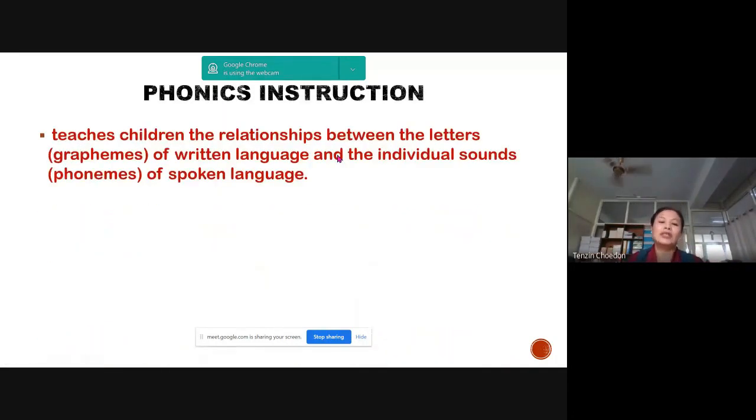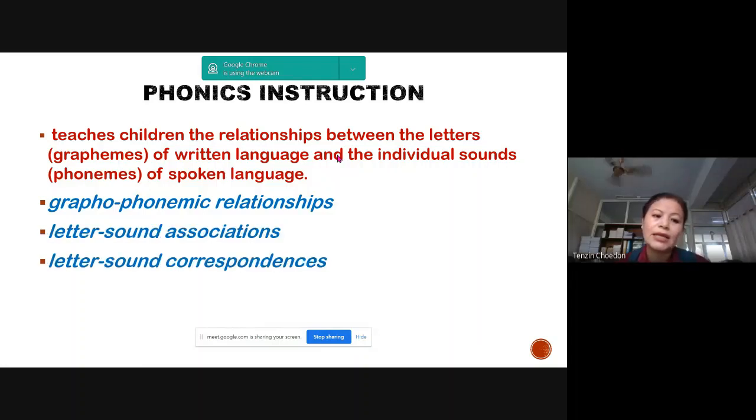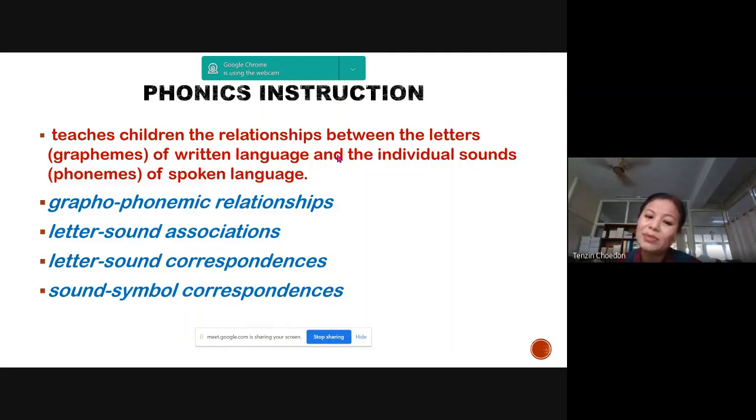So what phonics instruction does is it teaches children the relationships between the letters, that is grapheme, letters or letter pairs of written language, and the individual sounds, so phonemes, of spoken language. Okay. Phonics instruction is given different names, like graphophonemic relationship, letter-sound associations, letter-sound correspondences, sound-symbol correspondences, sound spellings. Okay. So those are the different names given to that.